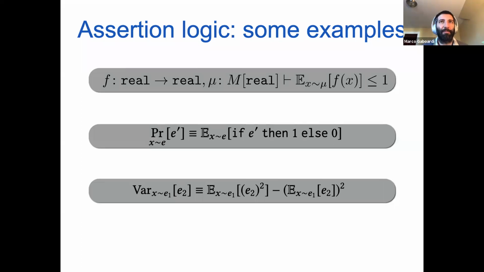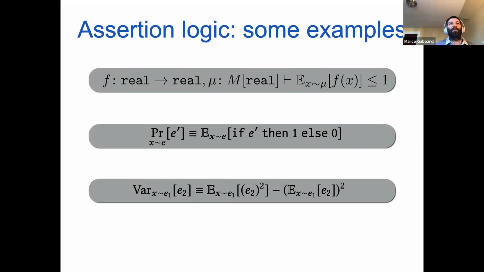sorry, I think it is the probability of E, the prime is not there. Oh, no, sorry. I got confused by my own notation. So suppose that x may appear free in E prime, so the probability of E prime given x sampled from another expression E is equal to the expectation of still x taken from E, of another expression like if A prime then 1 else 0. This is the correspondence between probability and expectation.